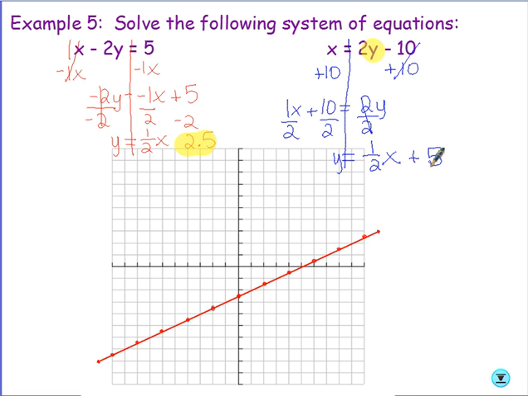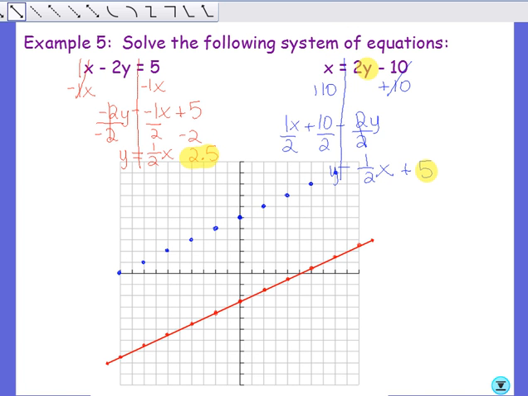So I'm going to start at positive 5. So up 1, 2, 3, 4, there would be 5. I'm going to go up 1 and right 2. Up 1, right 2, up 1, right 2, up 1, right 2. Same thing over here, down 1, left 2, down and left. What do you notice about these two lines?